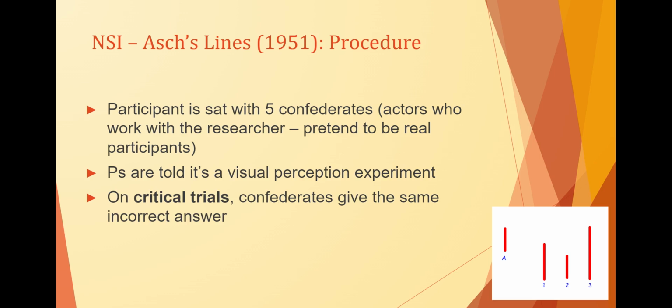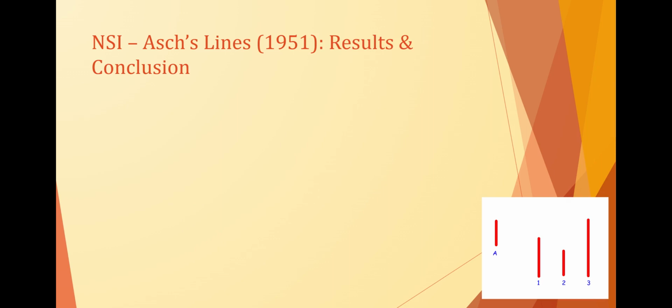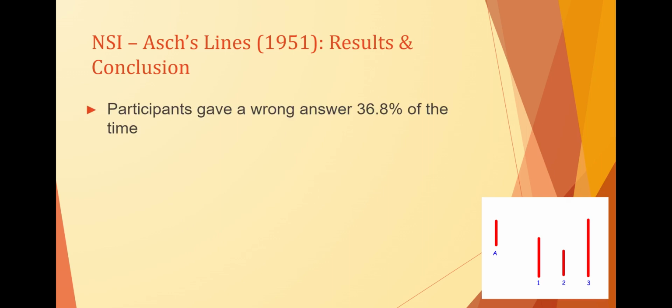And then the results. Participants gave a wrong answer on the critical trials 36.8% of the time. You don't need to remember specific percentages for these. You can just say a significant amount of the time.